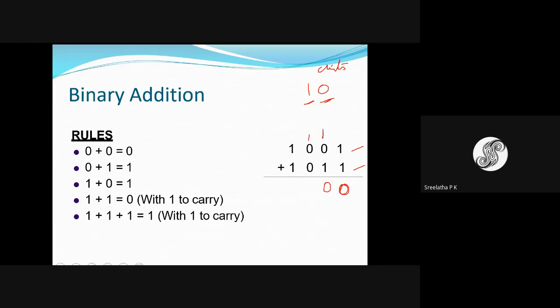Okay, so 1 plus 0 is 1. 1 plus 1 is 2. Again, 2 is this, so 0 and 1. So this is how you do the addition of two positive numbers, if two positive numbers are given directly. We'll see more in detail next.